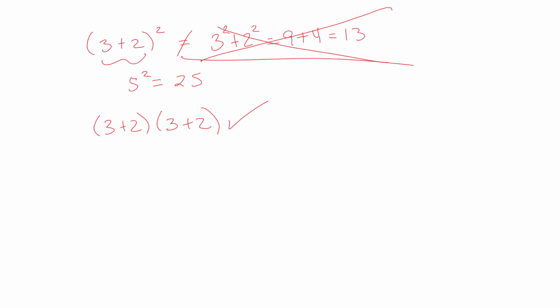And again, if you're sitting on a test and you have 3 plus 2 squared, you might wonder, can I apply that 2 to each side? Well, I'm not sure. Let me take the long route and multiply it out. I've got 3 plus 2 times 3 plus 2. Oh, well, that's 5 times 5. That's 25.